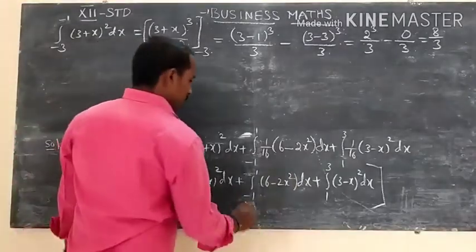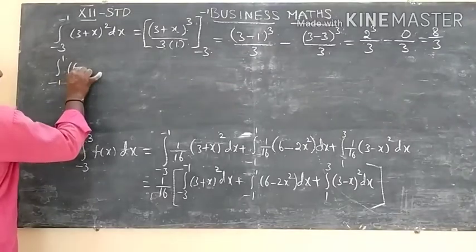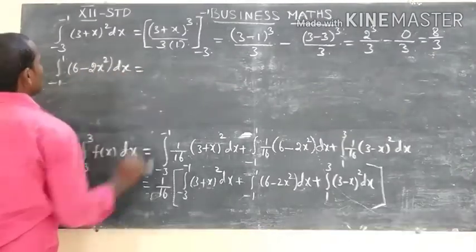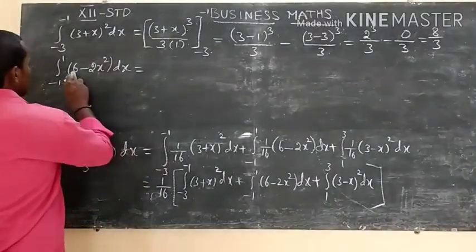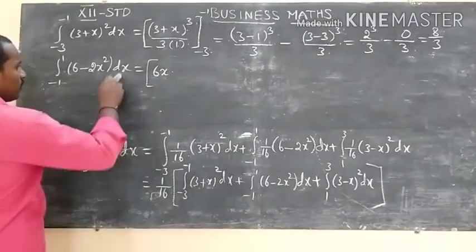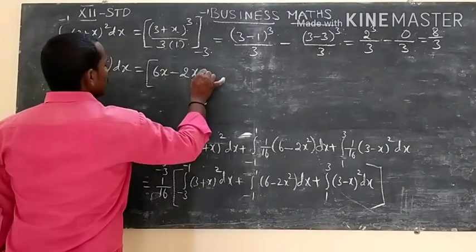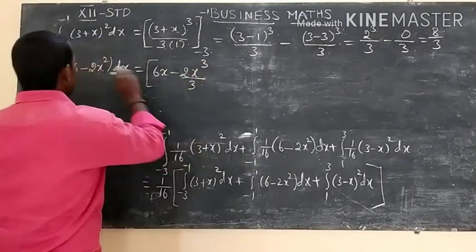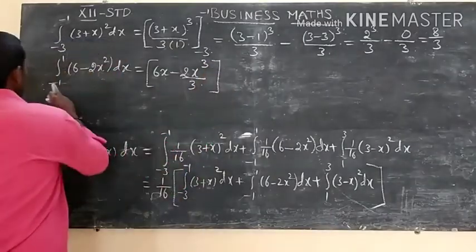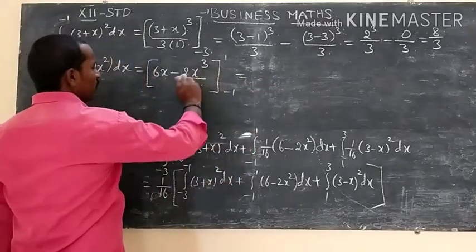Then here, the integral from minus 1 to plus 1 of 6 minus 2x square into dx. Okay, so here, 6 is a constant. So integrating the constant, we add the variable, 6x, minus 2 into x cube divided by 3, that is x to the n plus 1 divided by n plus 1. Okay, then the limit minus 1 to plus 1 is equal to, apply the limit, upper limit minus lower limit.